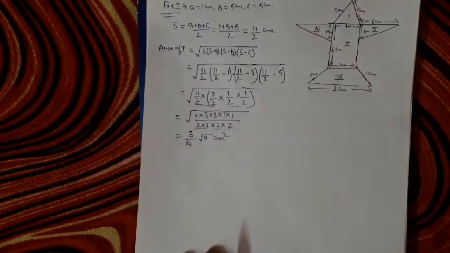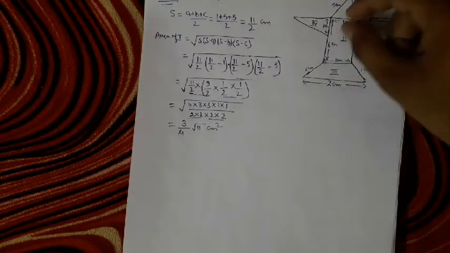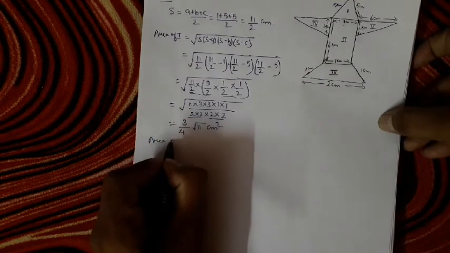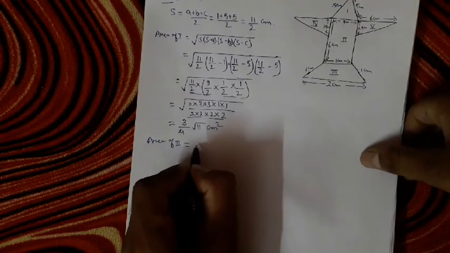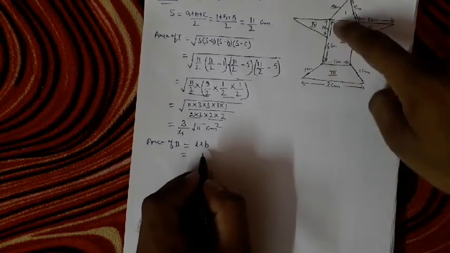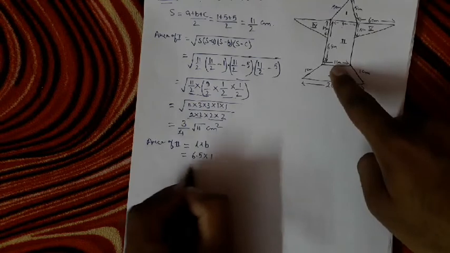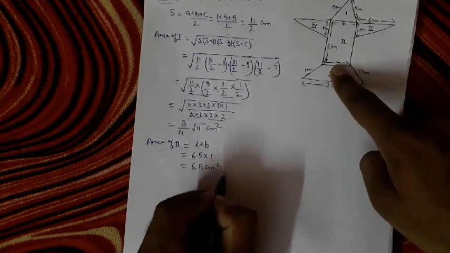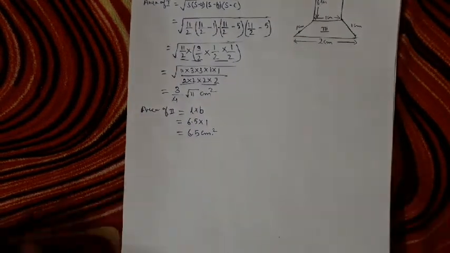Okay, now we'll take the second part. The second part is this one, a rectangular part. So I am directly finding the area of the second part. It would be the area of a rectangle. We know that it is length into breadth. So the length is this one, given as 6.5, and the breadth is this one, also given as 1 centimeter. 6.5 into 1 becomes 6.5 centimeter square. This is the area of the second part.